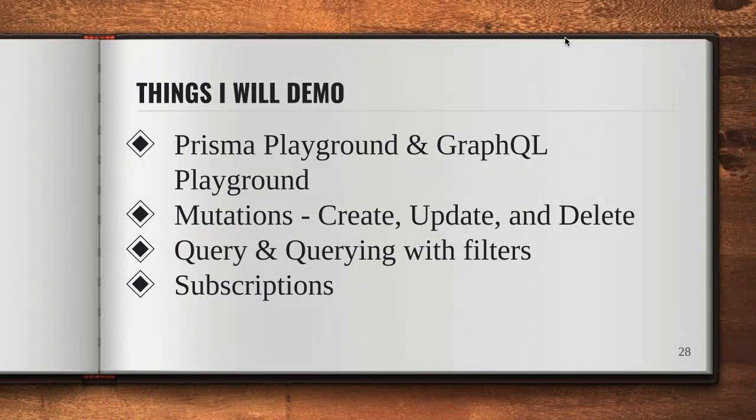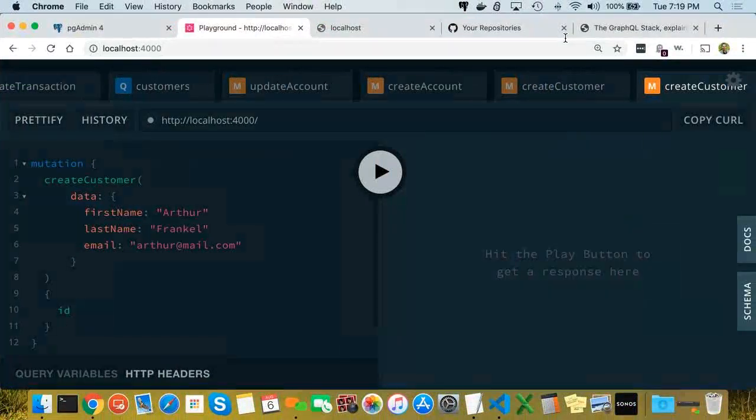Let me go back to the playground I talked about. Let's first do a mutation. Let's first create, in our banking application, two customers. So let's create Arthur.